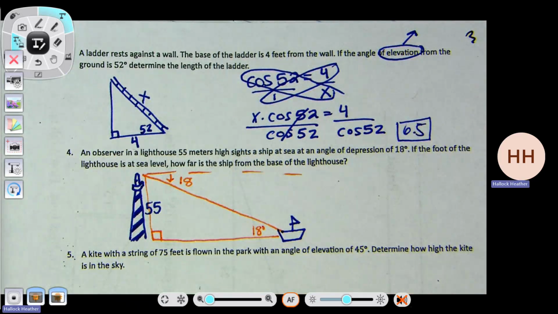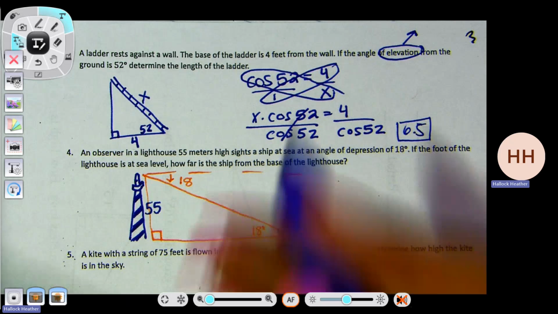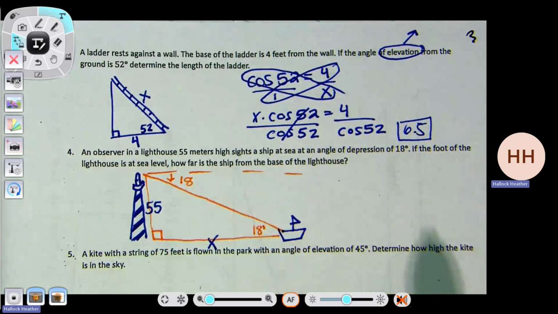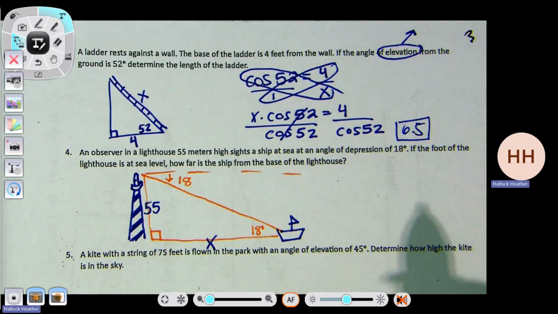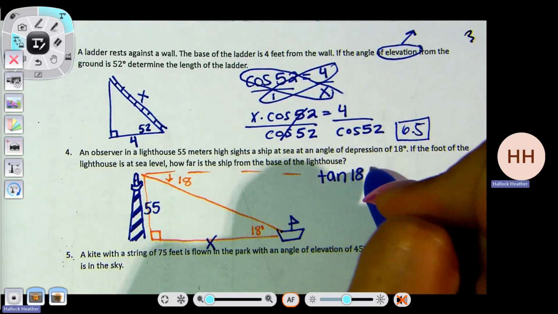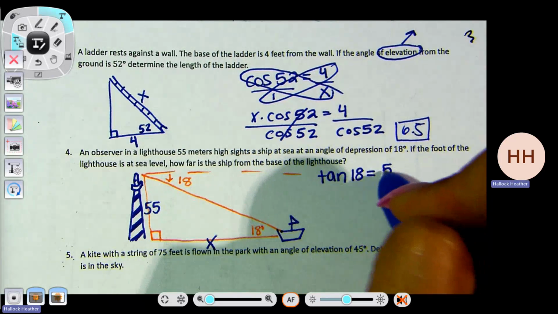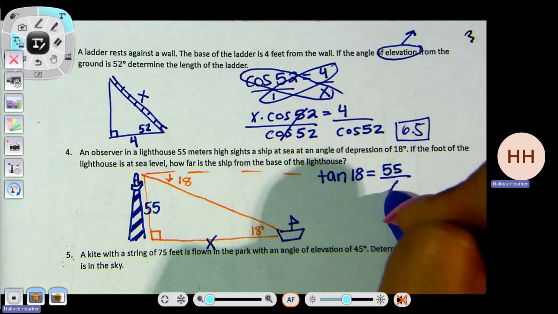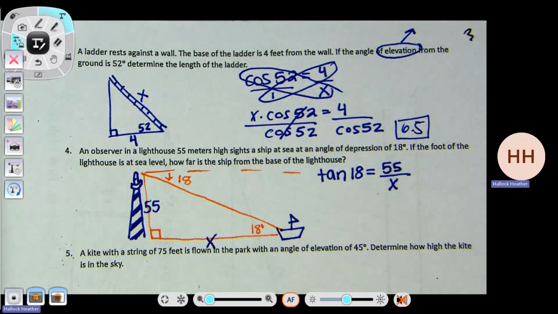And then it says, if the foot of the lighthouse is at sea level, how far is the ship from the base of the lighthouse? Where's X going? The base. Okay, so this should be a tangent problem. It's opposite, which is 55, over adjacent, which is X. Because your X is in your denominator, you're gonna put it over 1, cross multiply, and divide.